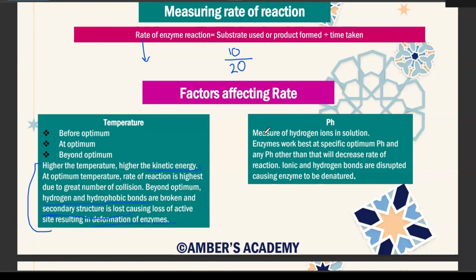Then we have pH. So pH is basically the measure of hydrogen ions in solution, and enzymes work best at a specific optimum pH, and any pH other than that will decrease the rate of reaction. Ionic and hydrogen bonds are disrupted, causing enzymes to be denatured. For pH, you need to remember that ionic and hydrogen bonds are disrupted. For temperature, you need to remember hydrogen and hydrophobic bonds are disturbed, which will deform your enzyme.